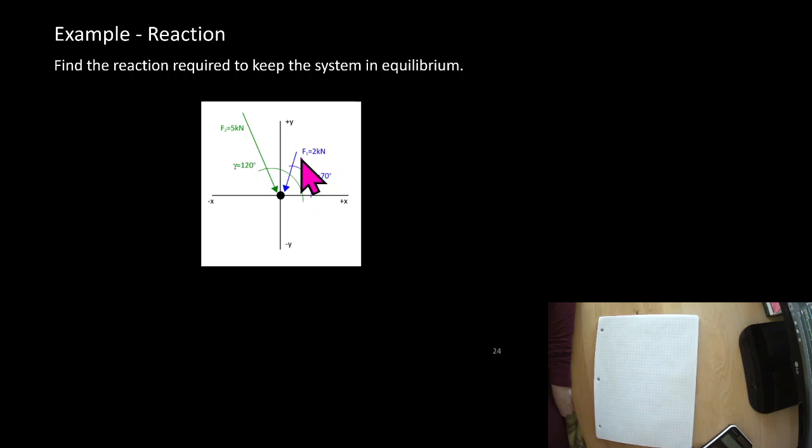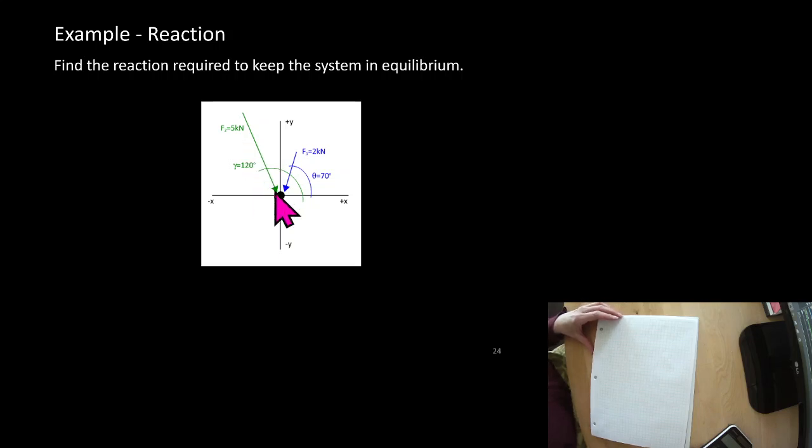We have a force that we've drawn in blue of 2 kilonewtons, and it is 70 degrees from the x-axis. We have F2 of 5 kilonewtons, and it is showing 120 degrees from the x-axis. But it's showing from the x-axis over here. We're never going to get any right angles with that. So it'll probably be easier for us if we refer to this from the x-axis over here. So let's take a look.